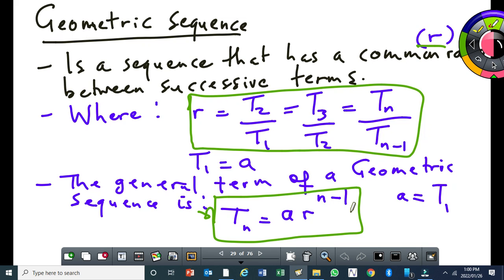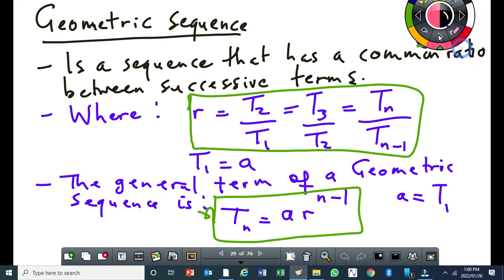Geometric sequence is only introduced in grade 12 because it's slightly more complex as compared to the linear and the quadratic. The geometric sequence is also called the exponential sequence because it's exponential in nature. So you have to know your exponents from grade 10 and 11 to be able to do calculations on the geometric sequence.